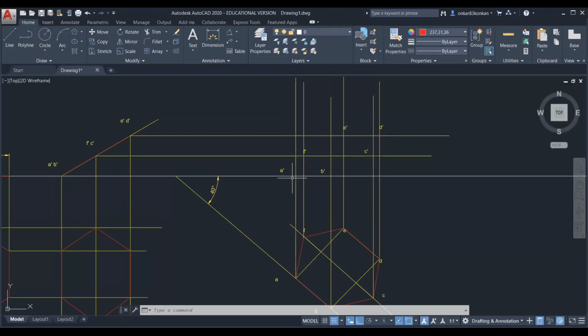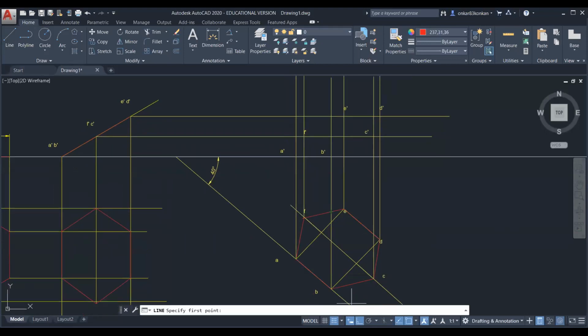So if you want to locate A dash, this is the projector from point A and this is the corresponding projector from A dash. So this intersection will be A dash in the final stage. Similarly for F, this is the projector from F and this is from the F dash. So this is the F dash point. So you can connect these points.